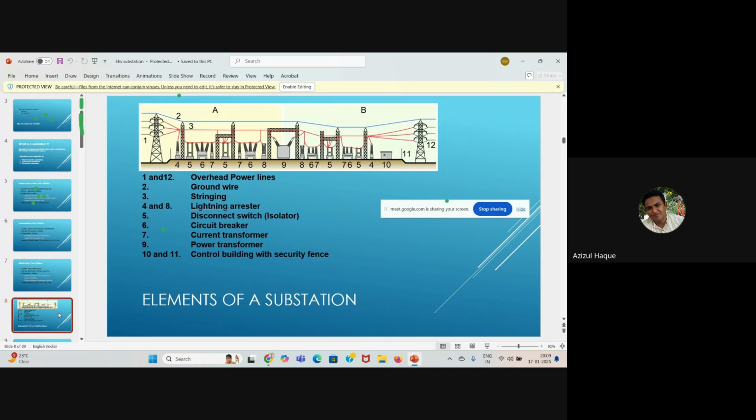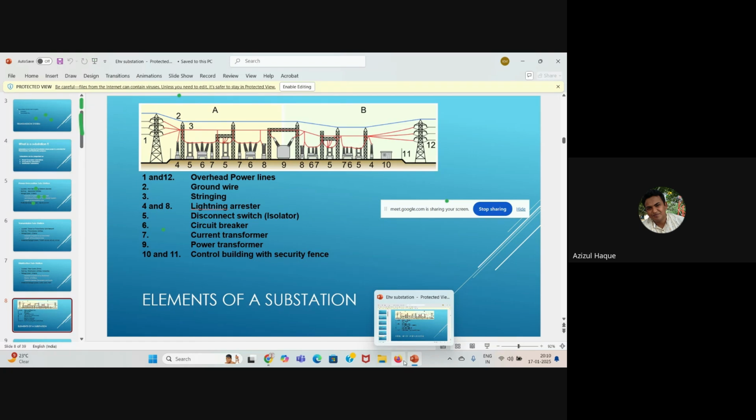If you go to a substation, you will see this picture. This is a section of a transmission substation. You see at the end, these are two transmission line towers. One is an incoming transmission line. Suppose from one side the voltage is coming, at any level. We take this voltage and put it in the bus system.